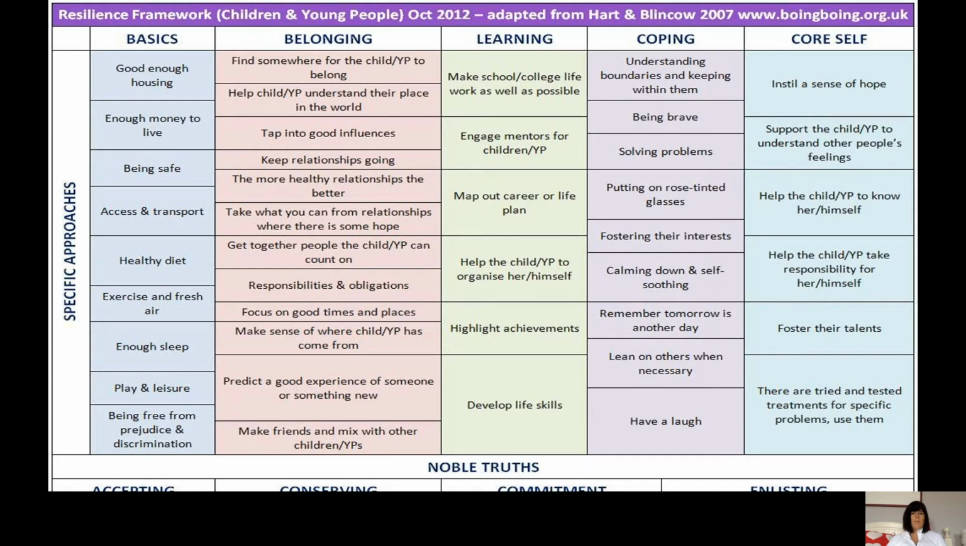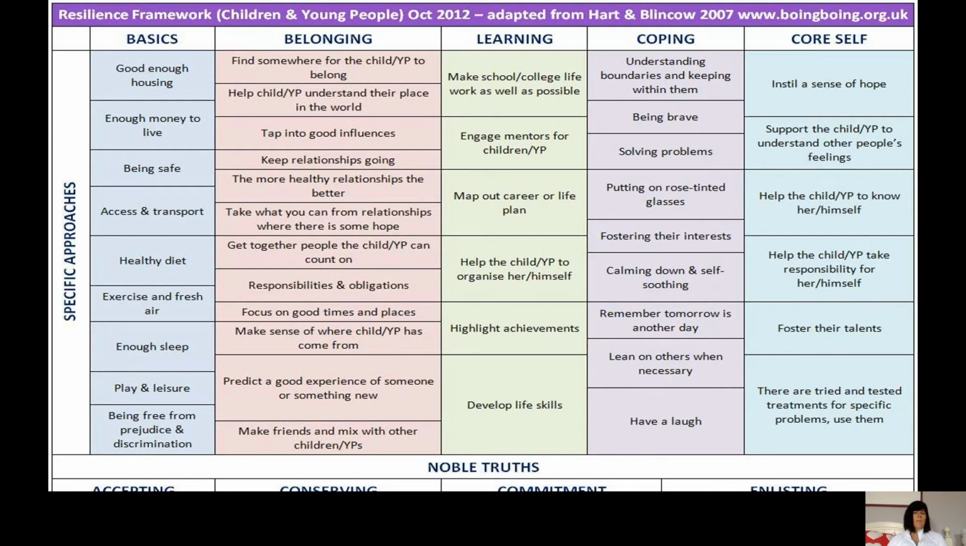So here is the outcome of all that work in five component parts. So, good enough housing, for example, enough money to live. These are all what we call resilient moves. A resilient move is something that you can do in support of a parent or a family or a child or a young person, or even a whole school community. So it has taken all the resilience research and transferred that into practice. So I'm just going to go through that with you now.